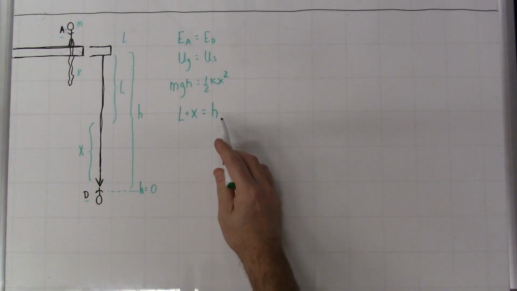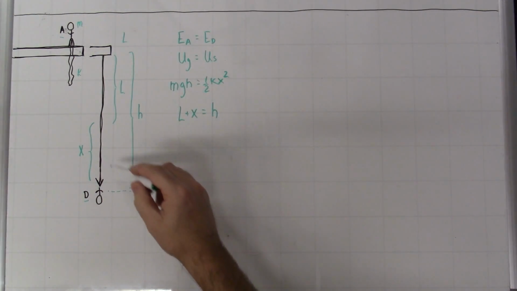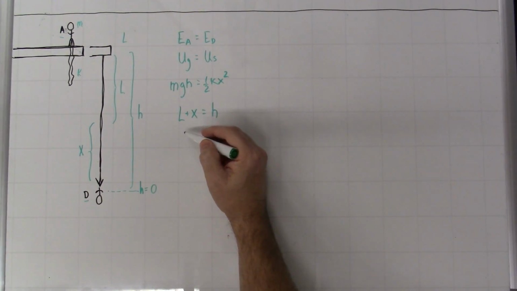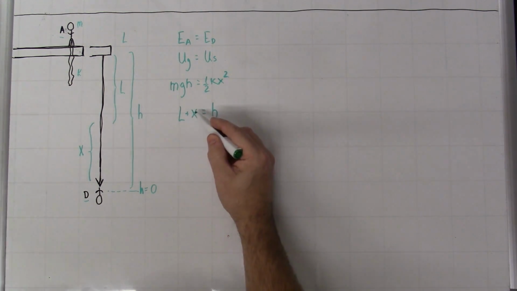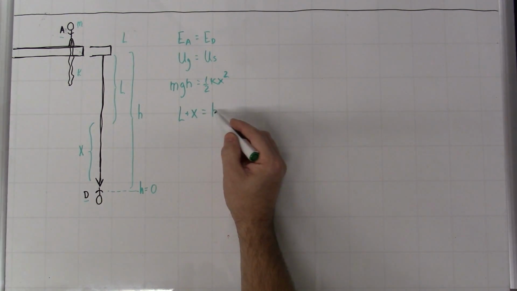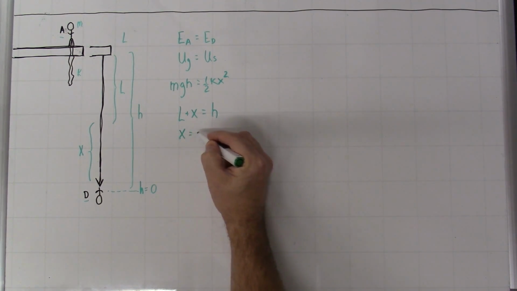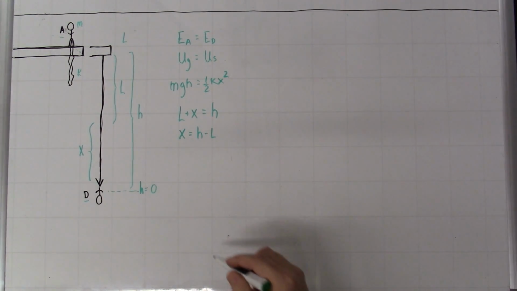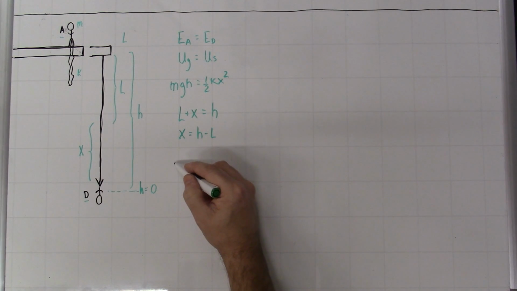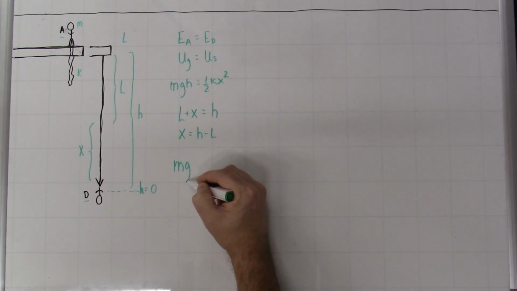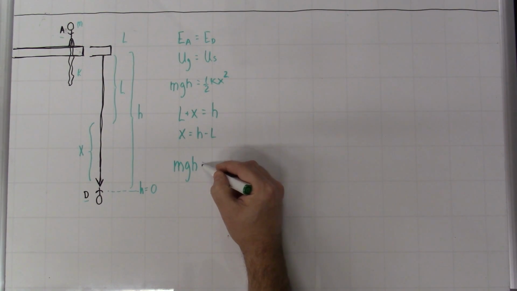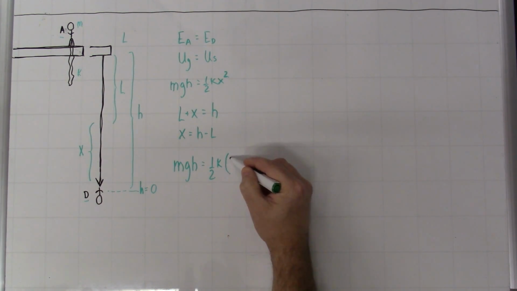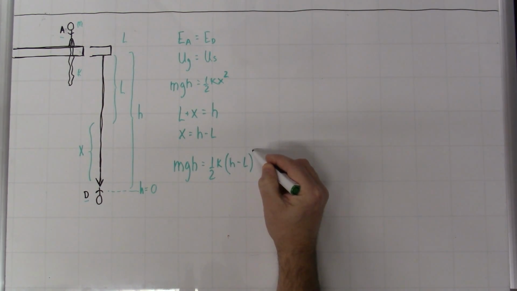And now if you substitute this in, the question is, do we want to solve for h or do we want to solve for x and then find h? Because we're looking for h. So when I rewrite this, I'm going to write x in terms of L. So x is equal to h minus L. And if I substitute this back in here, I end up with mgh is equal to 1/2 k, but here's my x, I have h minus L squared.